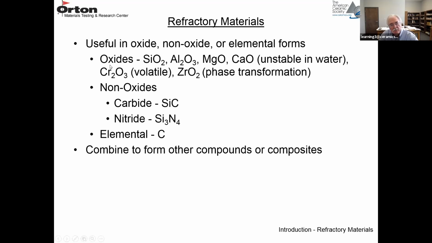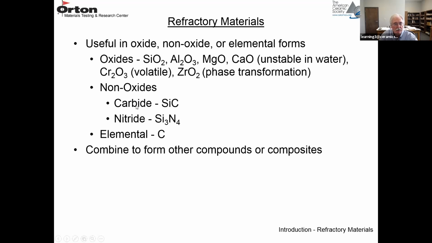So these elements can be combined to form oxides, non-oxides, or they can be used in elemental form. The oxides are SiO2 silica, Al2O3 alumina, MgO magnesia, CaO calcia, and some of these have some unusual problems associated with their use. Calcium oxide is unstable in water, so it hydrates. Cr2O3 chromia is volatile at high temperatures, and ZrO2 zirconia exhibits phase transformations. We'll go over all of these issues when we talk about each type of refractory material.